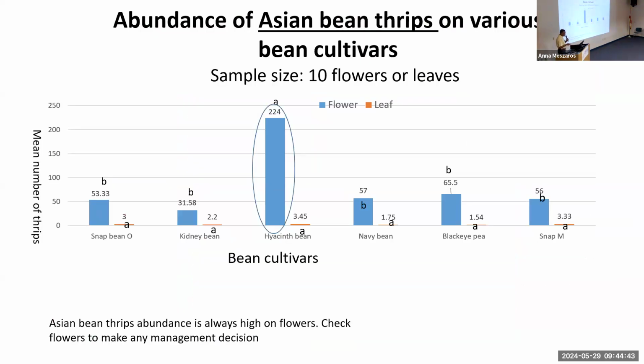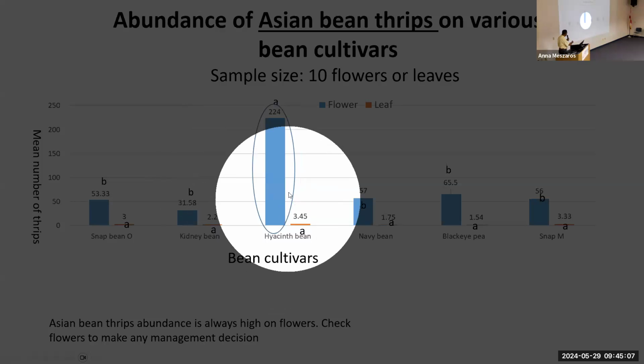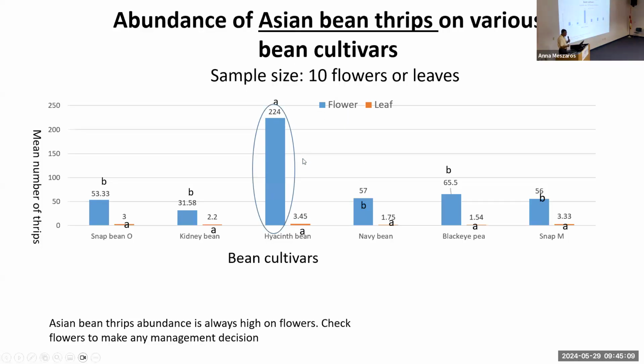Here it shows abundance of Asian bean thrips on all these cultivars. The bottom line shows you cultivars: snap bean, kidney bean, hyacinth bean, navy bean, then black eyed peas, and again snap bean, two varieties, Opus and Myrada. You can see that hyacinth bean is the most preferred one we found there.